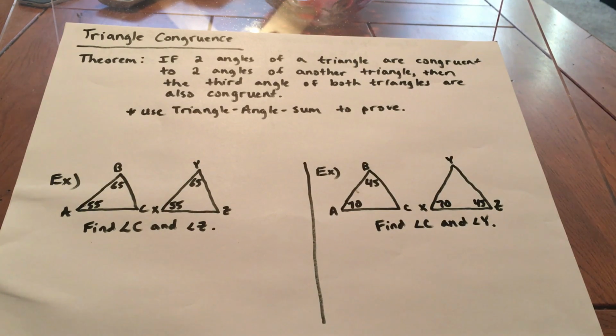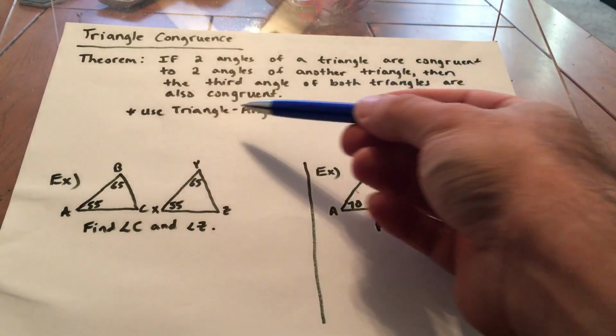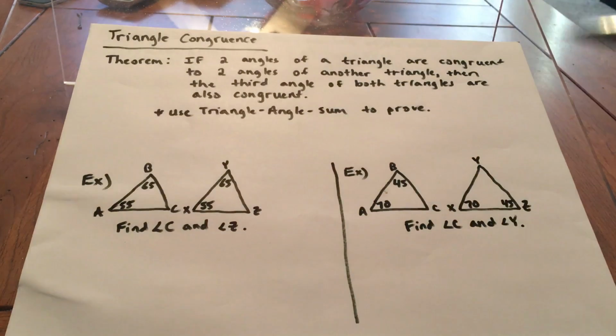It says if two angles of a triangle are congruent to two angles of another triangle, then the third angle of both triangles are also congruent. This is easy to prove because we remember from the triangle angle sum theorem that the angles of a triangle add up to 180 degrees. So if two angles of one triangle are congruent to two angles of the other, the third angle has to be congruent because both triangles add up to 180 degrees.